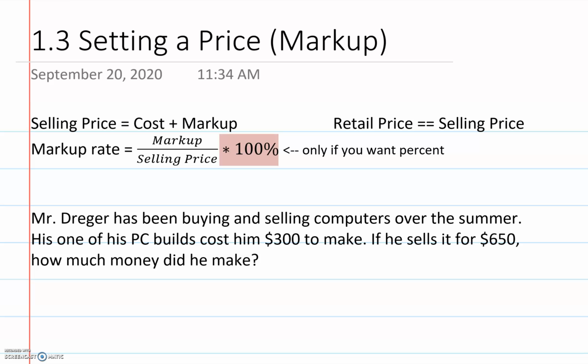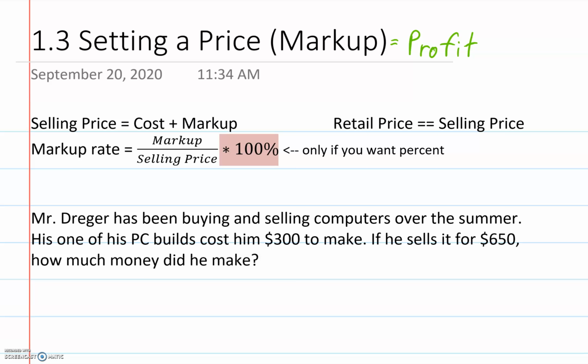Markup rate is a percentage, essentially, or you can leave it as a decimal if you want, depending on what the question's asking. So a markup rate is a percentage of the selling price. So how much of the selling price is markup? That's a better way of saying it. So how much of the selling price is actually profit? Okay, let's write that up here. So markup, another way to write it is profit.